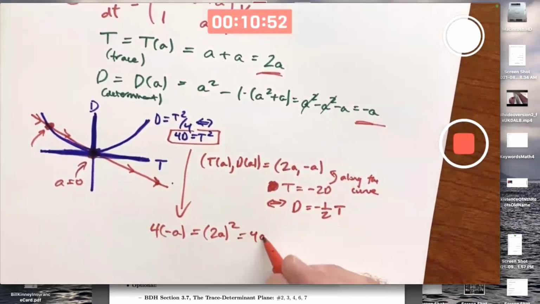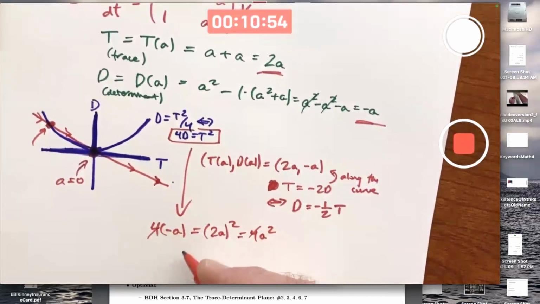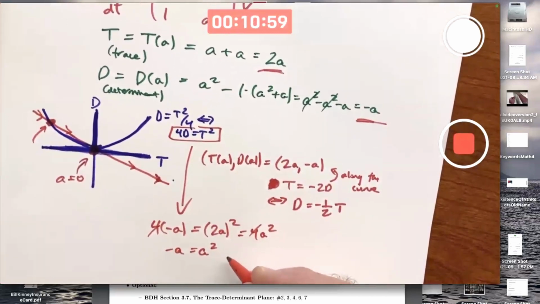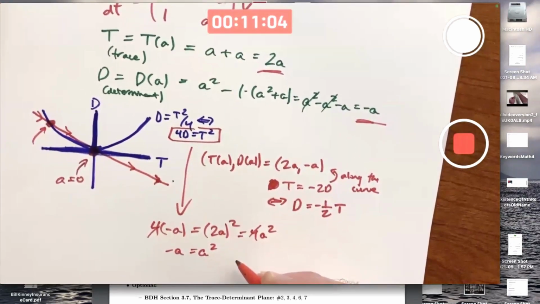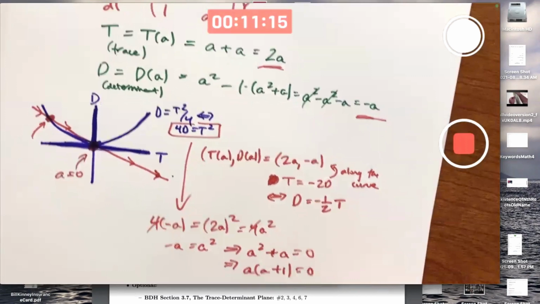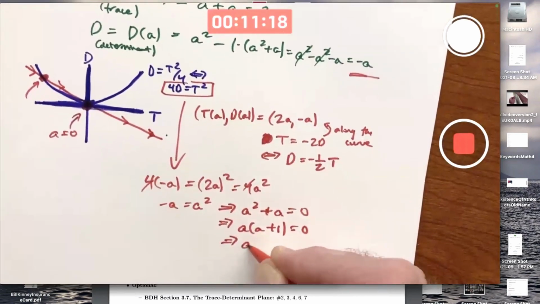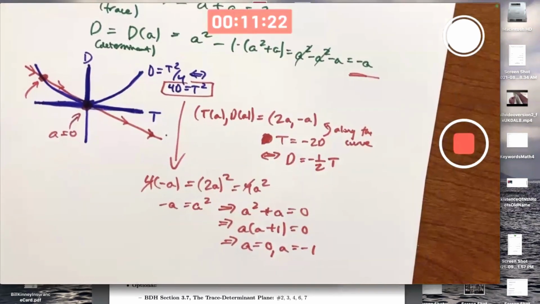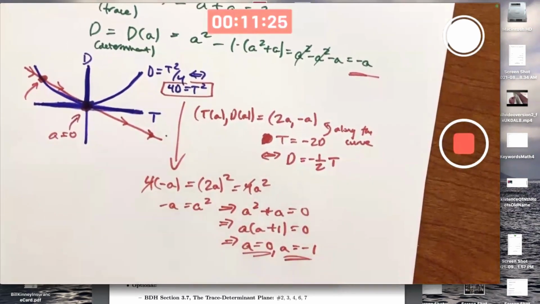This is 4A squared. The 4's cancel. Looks like I got negative A equals A squared. One solution of which is A equals 0. I could divide everything by A and say the other solution actually is A equals negative 1 right away. Or I could, if I want to be careful, maybe write it this way first. Factor out the A. And so the solutions of that are A equals 0, A equals negative 1. We already knew the bifurcation at 0. There's your other bifurcation value.